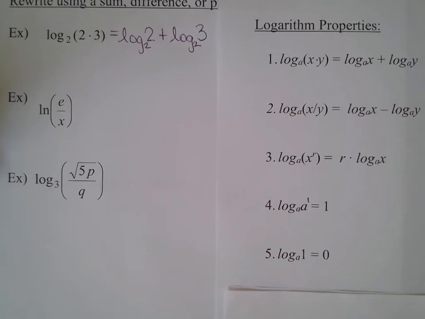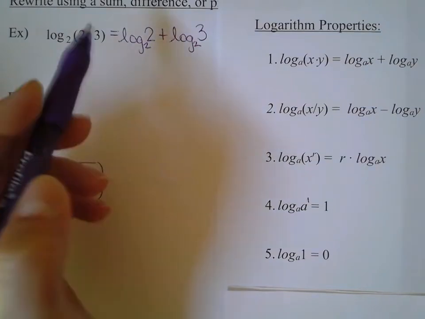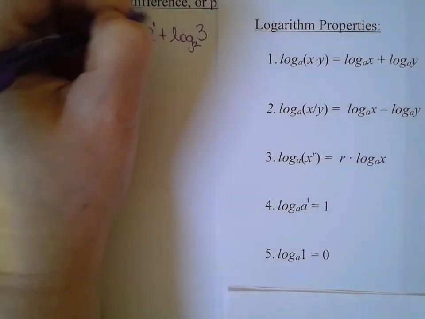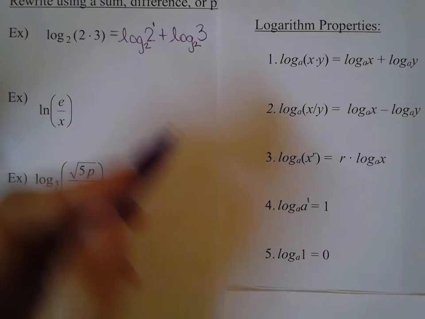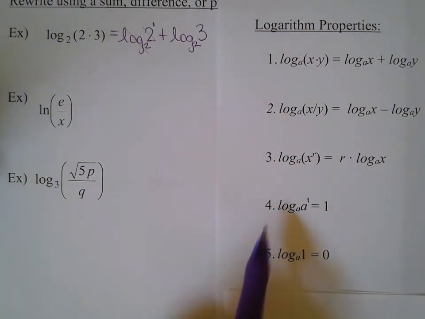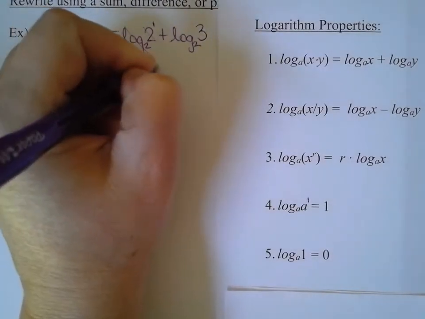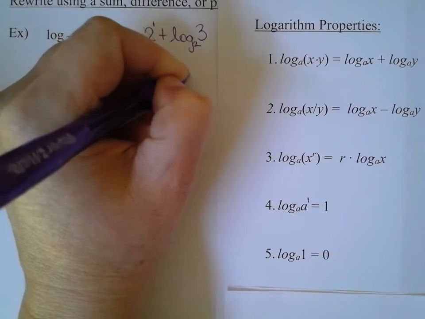Then I want to see, can I simplify this any further? I'm not using my calculator here. I'm just practicing with the properties right now. So I can do one more thing. Can you spot it? The log base 2 of 2, these match, right? The base of 2 and the log base 2. You could even think of this 2 as 2 to the first power. So they're going to cancel each other out. Really, this is property number 4. So this becomes a 1 plus the log base 2 of 3.